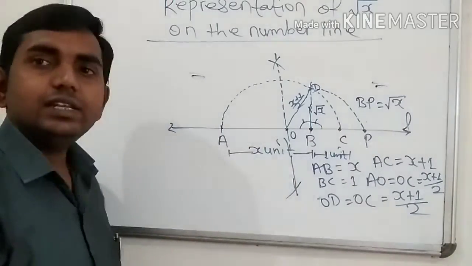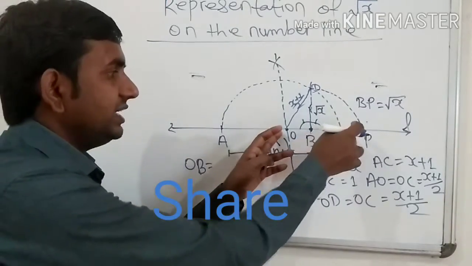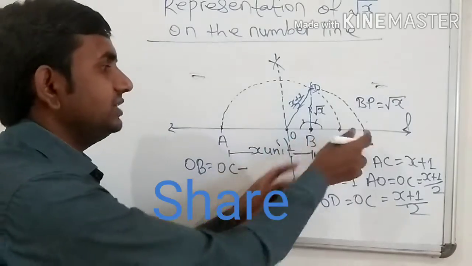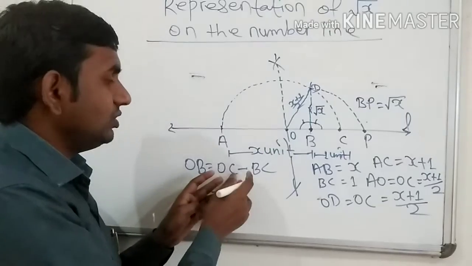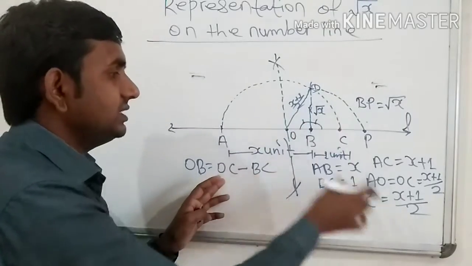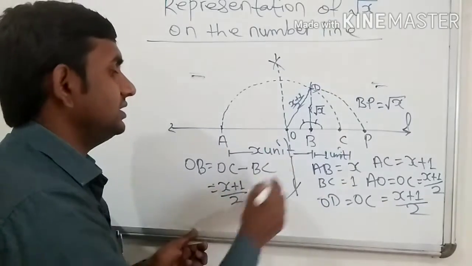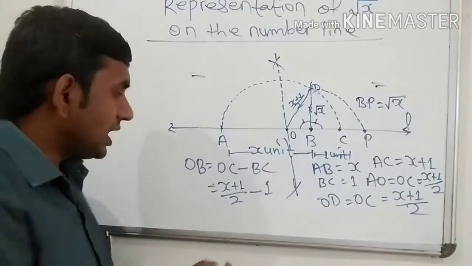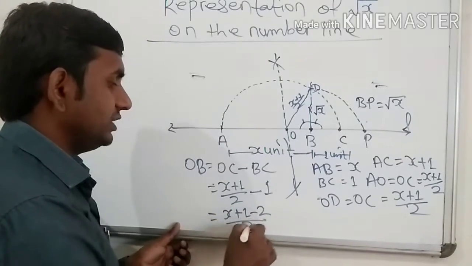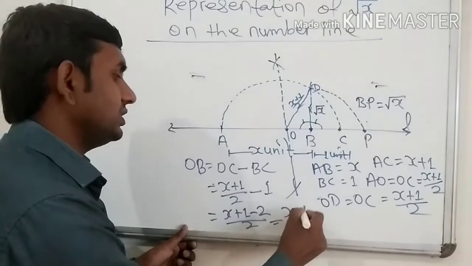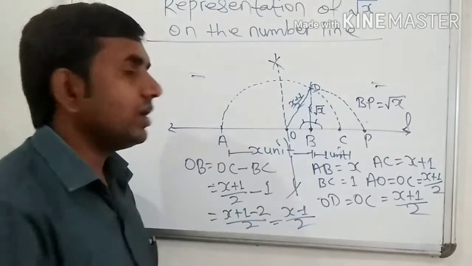So we find easily OB here, O and B. OB is equal to total OC minus BC. Here we have OC, which is equal to (x plus 1) by 2, and minus BC, which is 1 unit. After subtracting, we have (x plus 1 minus 2) by 2. Then we have (x minus 1) by 2. So OB is equal to (x minus 1) by 2.